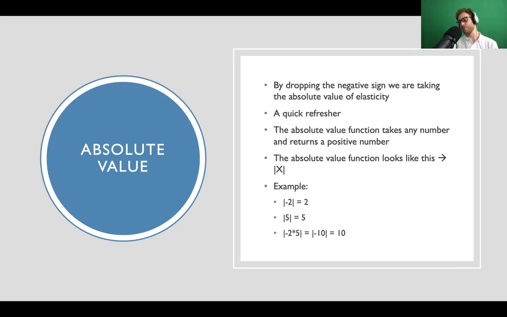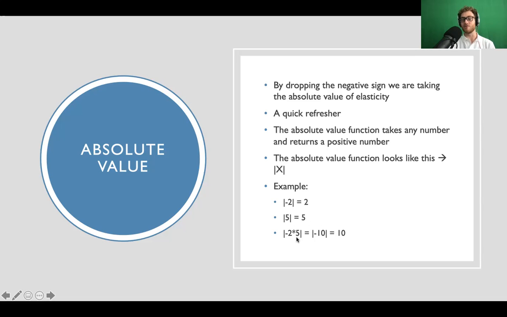And now a quick refresher on absolute value. The absolute value is a function that takes any number and returns a positive number. The absolute value function looks like this. Right over here, we have x inside of these two straight brackets. That means that whatever the value of x is, we're going to give it a positive number as the answer. So here we have examples: -2 in the brackets, you get 2; 5 in the brackets, you still get 5.